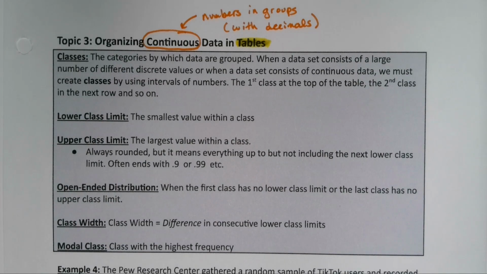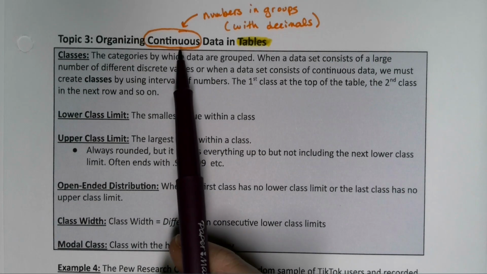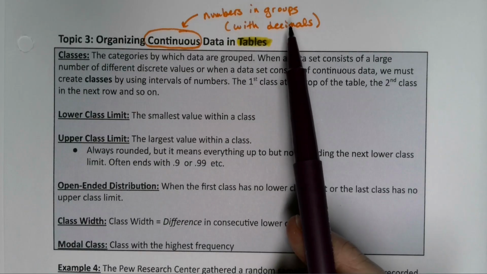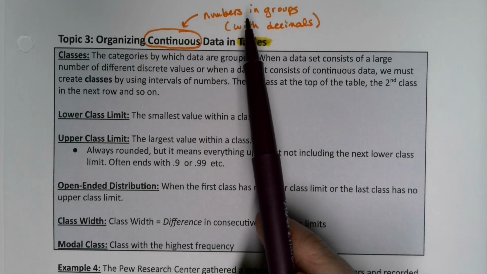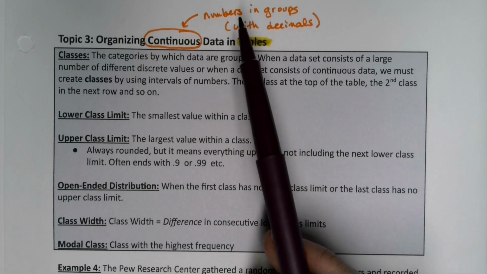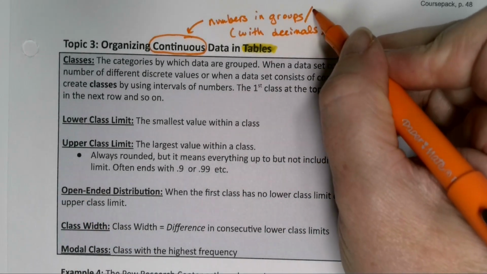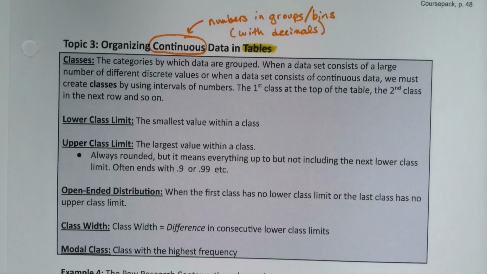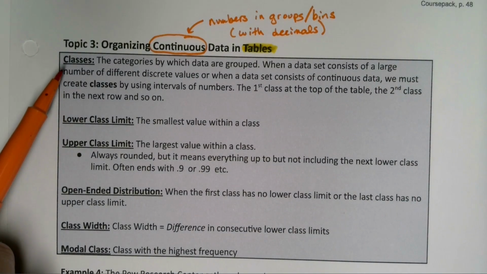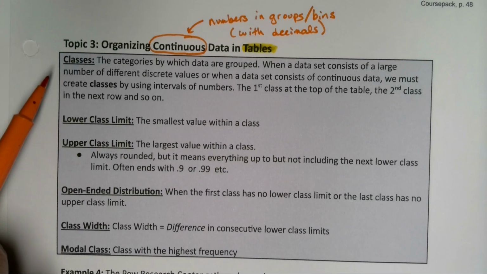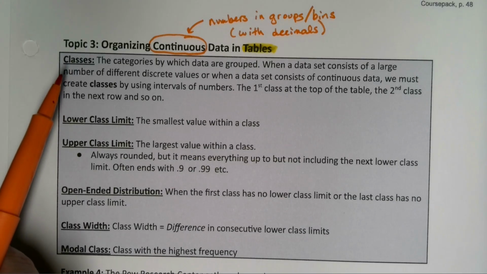We've spent a lot of time with graphs, and now we want to double back and look at tables a little bit more in depth. Now it says continuous data, and that's true. It will be with decimals most of the time. But honestly, what we're about to learn will hold true even if it's just the numbers being put into groups, also known as bins, right? When you bin your numbers or group your numbers. Okay, speaking of which, the bins themselves are called classes. So those are the categories by which the data are grouped.